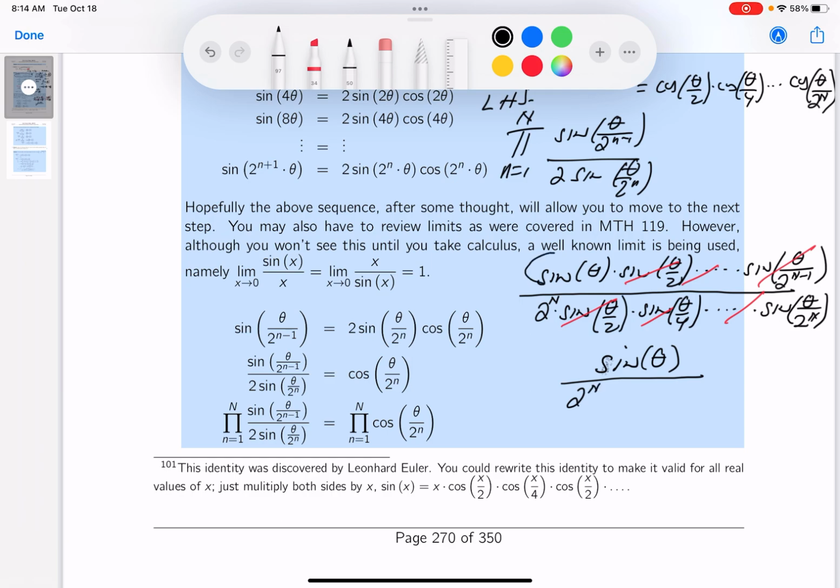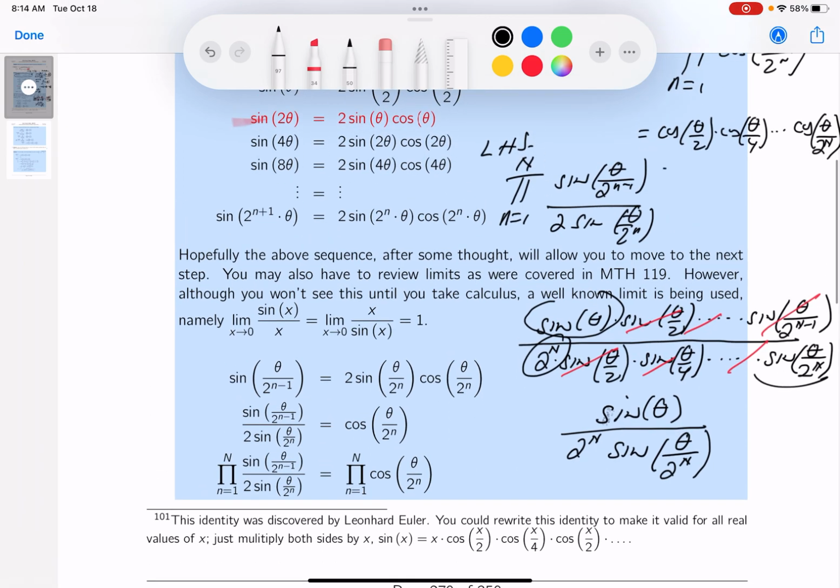Right, let me just circle these here. That's the top, I can see this, and I see this. I'll write it down for you, and it's going to be sine of theta over 2 to the big N. And that big N is some finite n, all right? And what's that equal? It's equal to this thing over here.